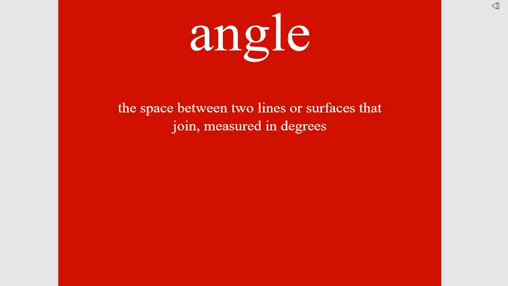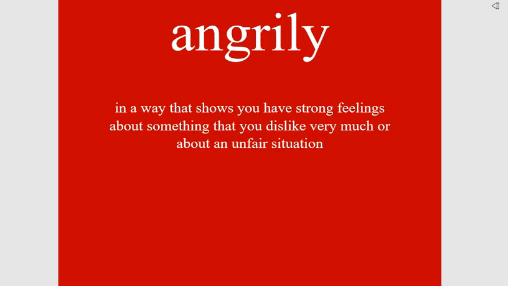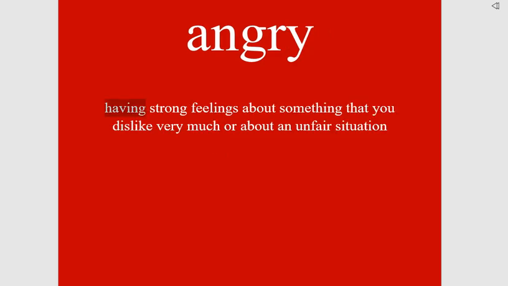Anger. The strong feeling that you have when something has happened that you think is bad and unfair. Angle. The space between two lines or surfaces that join, measured in degrees. Angrily. In a way that shows you have strong feelings about something that you dislike very much or about an unfair situation. Angry. Having strong feelings about something that you dislike very much or about an unfair situation.